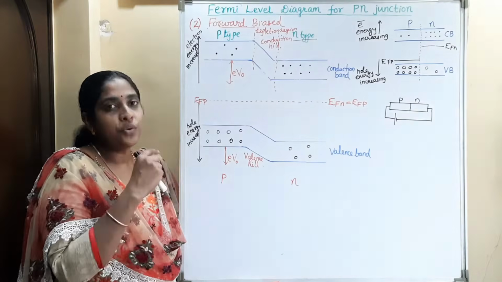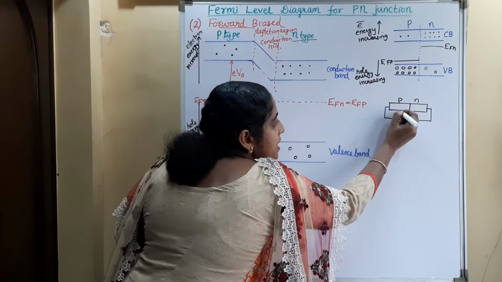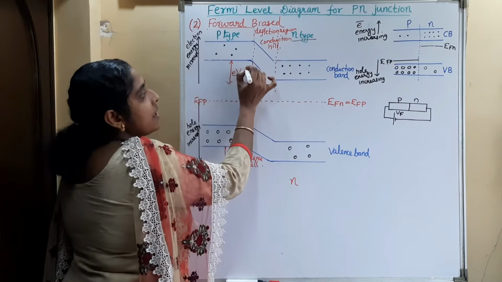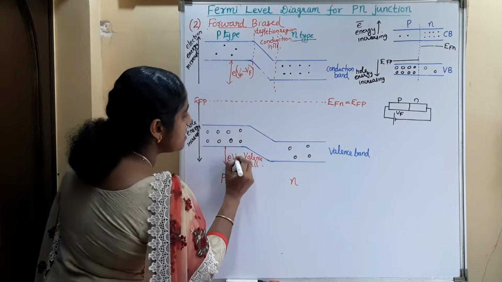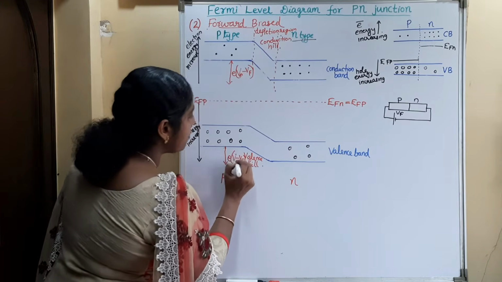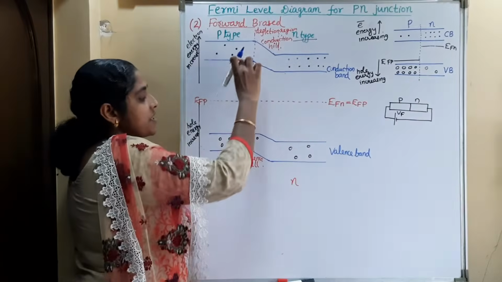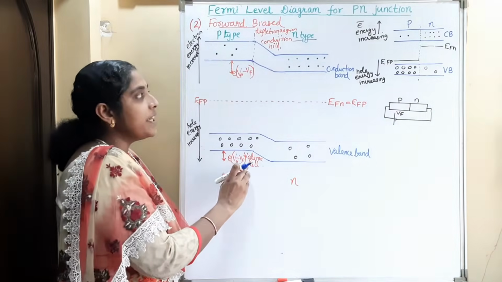Then what will be the new height? That will depend upon the forward voltage across the PN junction. So the height of the conduction hill will reduce by an amount e(V0 - Vf). So we can redraw this diagram. During forward biasing, the height of the conduction hill and valence hill reduces by an amount eVf.